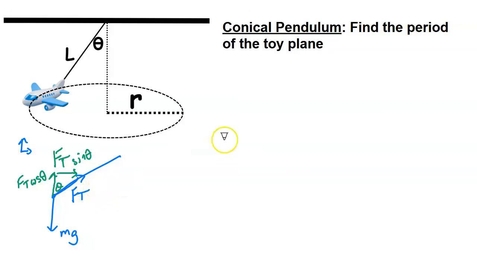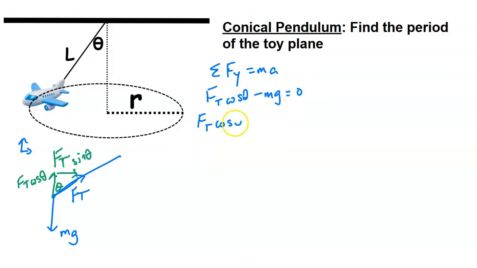All right. So now we're going to analyze this first vertically. Net force in the y direction equals ma. So using Newton's second law, we can see that F_T cosine theta is equal to mg. Well, we could do F_T cosine theta minus mg equals 0, because there's no acceleration, and so therefore F_T cosine theta equals mg.